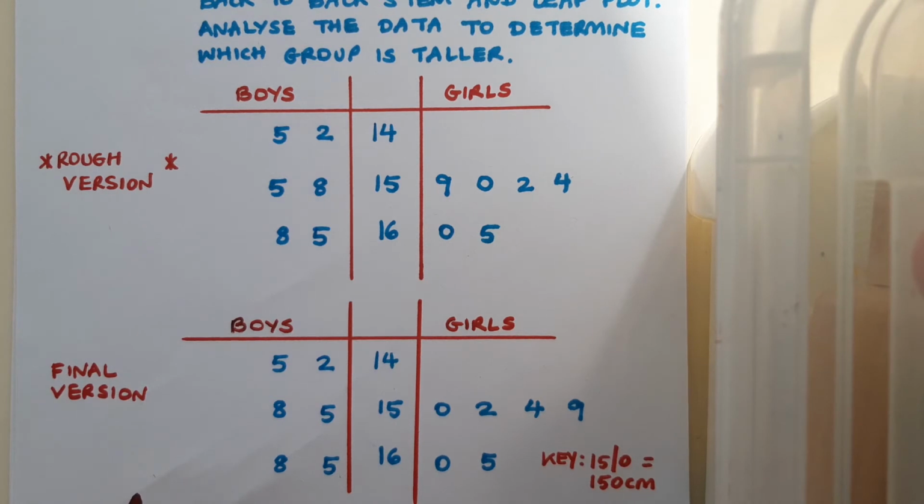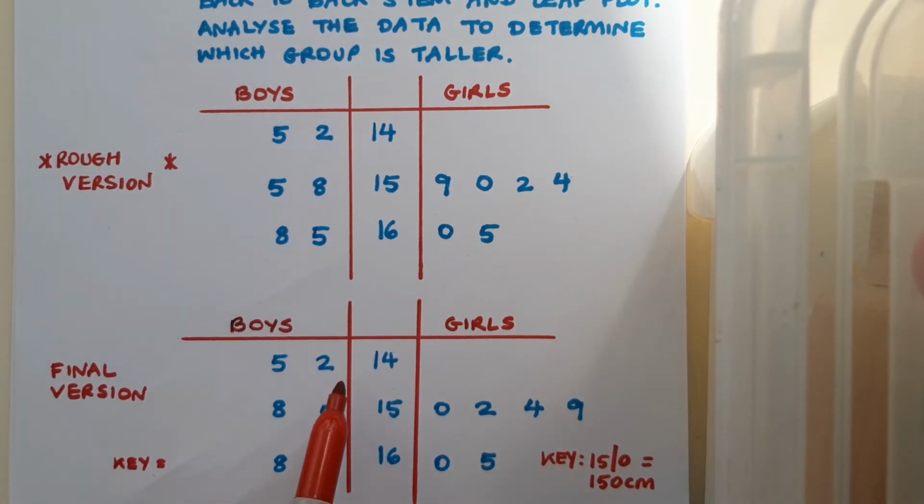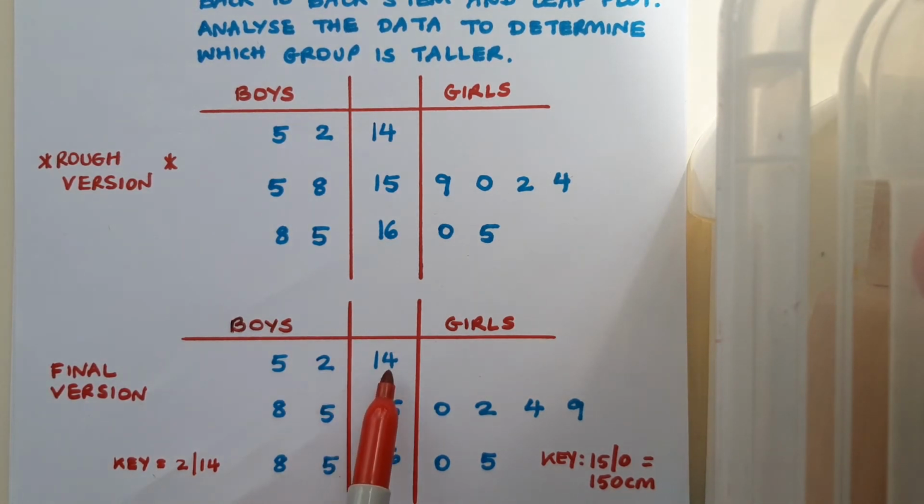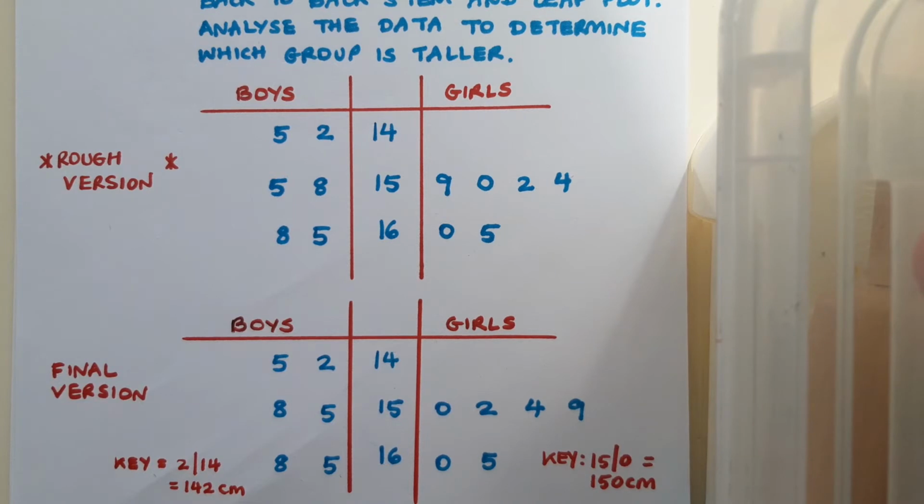Now I'm going to go and look at the key for the boys' side. Again, I'll go with my first value. Notice the way it's written, the 2, the slash, the 14. But the way that we read that information is from the stem out. So it's 142, not 214. So the key for the boys' side of the table should be 2/14 equals 142 centimetres.